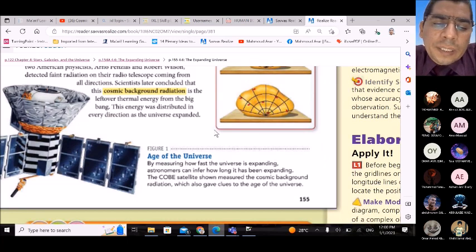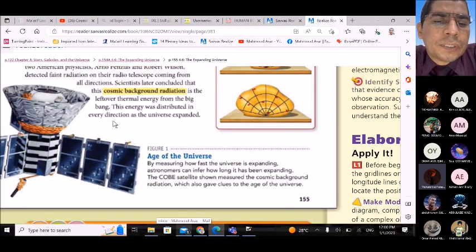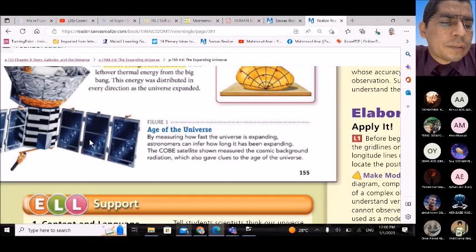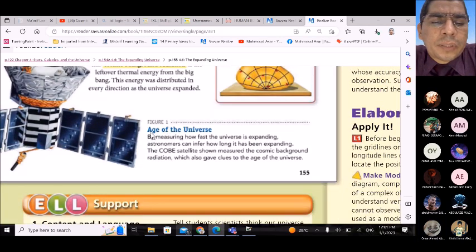Do you think that the universe has an age? Yes, it has an age. Continue, Muhammad. This one is a telescope, ya shabab, that they use. This one is called a radio telescope. This one is not Hubble. Anyway, let's see now about the age of the universe.